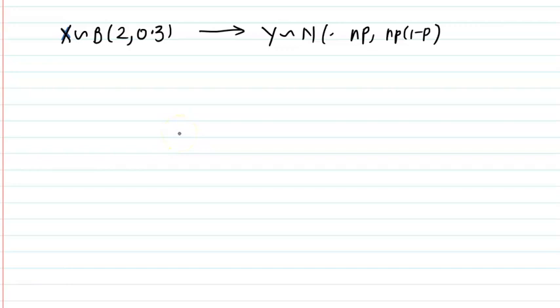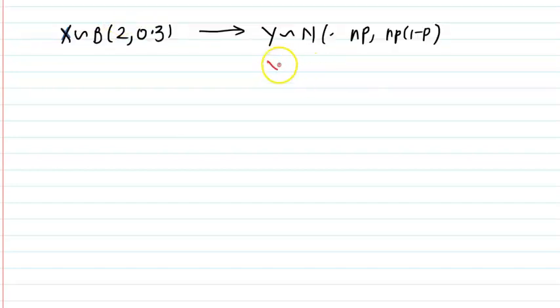Just try, and you need to tell what is np. What is the np value, Kavish? 0.6. Okay. Faizan, what is the np(1 minus p) value? Can you go in decimal? 0.42. Everybody's okay with that?